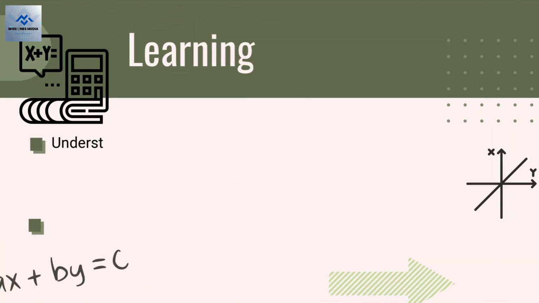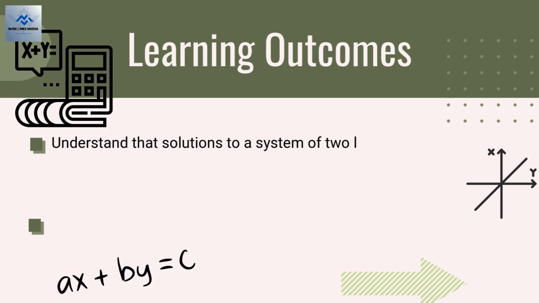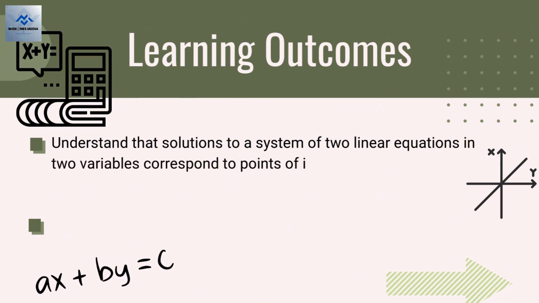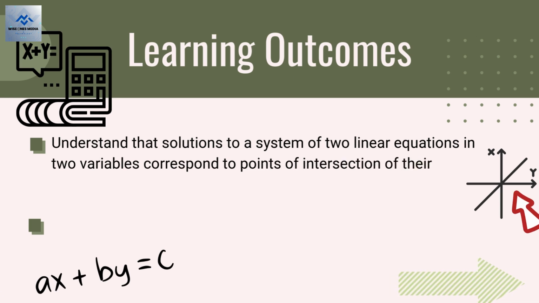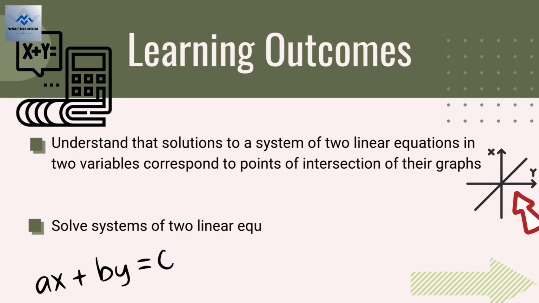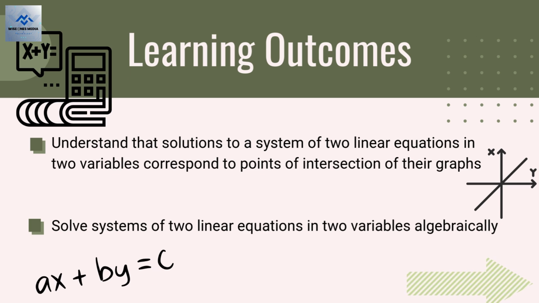equations. Understanding simultaneous equations. In this video, we will explore various methods of solving simultaneous equations in a simplified manner. Learning objectives. 1. Understanding solutions to systems of equations. The solutions to a system of two linear equations in two variables correspond to the points of intersection of their graphs, whether the graphs are straight lines or curves. 2. Solving simultaneous equations algebraically. We will solve simultaneous equations involving two linear equations in two variables using different algebraic approaches.